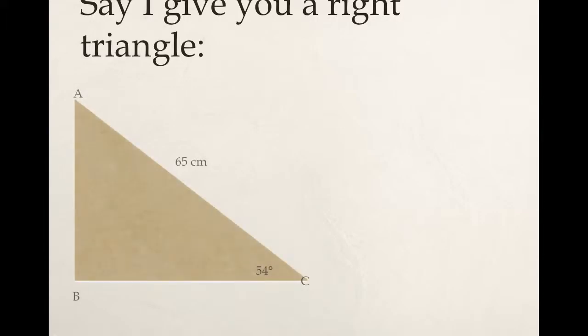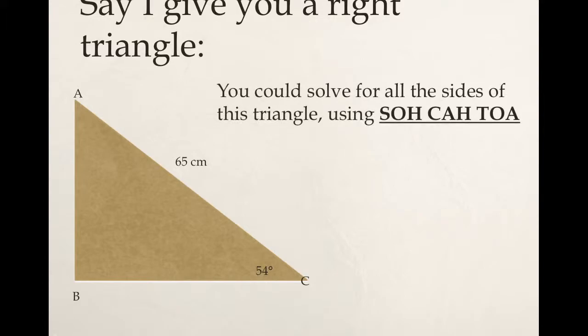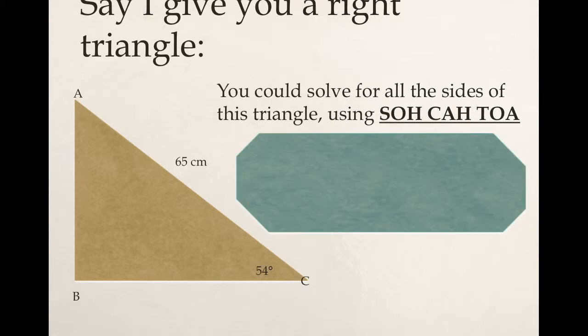Say I give you a triangle. Here it is. I don't really put the square that says it is right, I'm telling you it's a right triangle. I give you the hypotenuse of 65, and I give you the angle of C, 54 degrees. You could solve for all the sides of this triangle using what I hope you're familiar with, SOHCAHTOA.